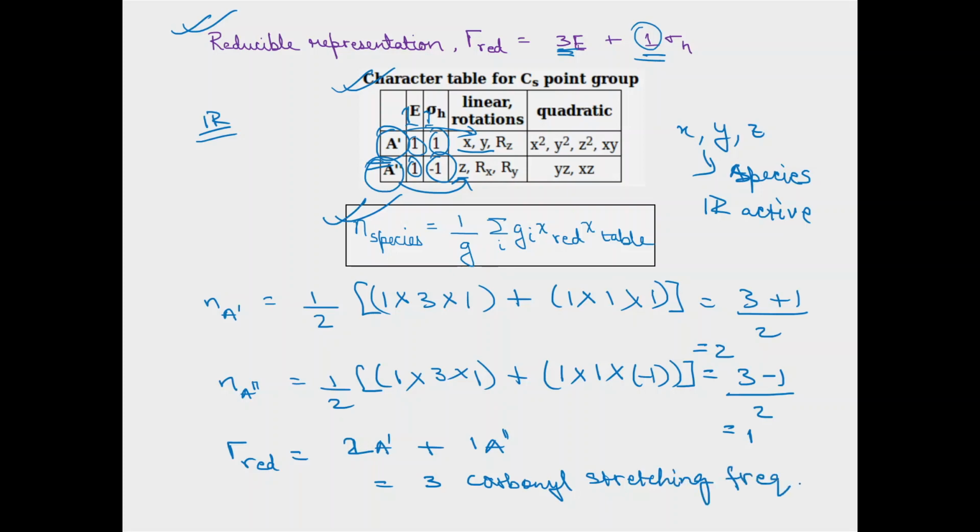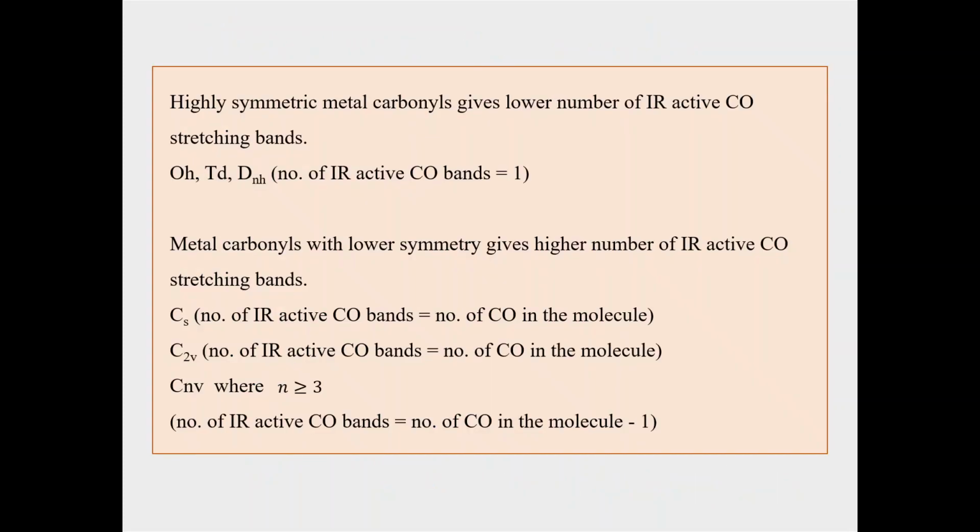Now you all will be thinking, do we have to do all these things in the exam, because it will take a lot of time, right? So there is a kind of trick you can say. Compounds which are highly symmetric, okay, highly symmetric metal carbonyls give a lower number of IR active CO stretching bands. So what are highly symmetric metal carbonyls?